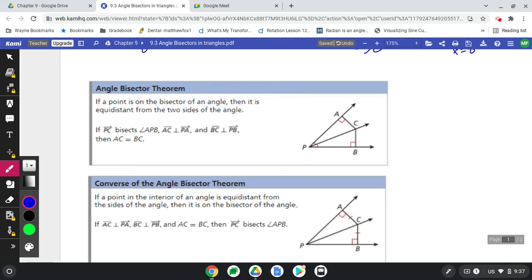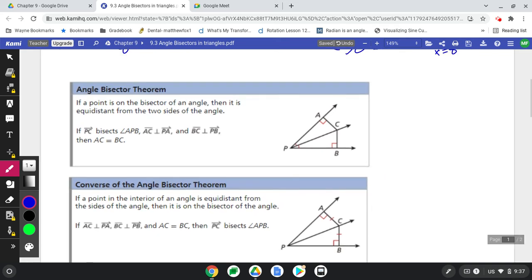All right. Next, our angle bisector theorem. Okay, it says if a point is on the bisector of an angle, so remember angle bisector means cuts the angle into two equal parts. Okay, so if a point's on the bisector of the angle, it's equidistant from the two sides of the angle.